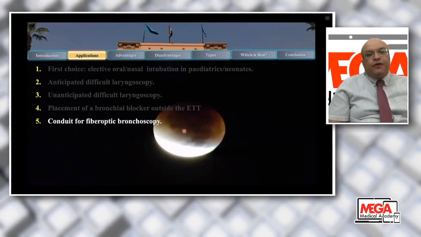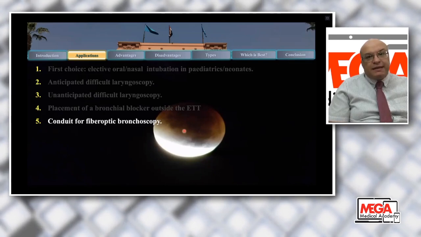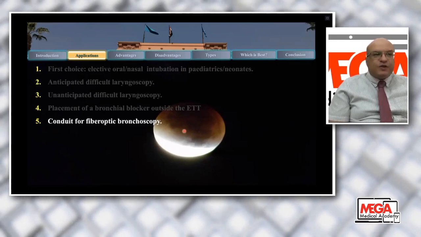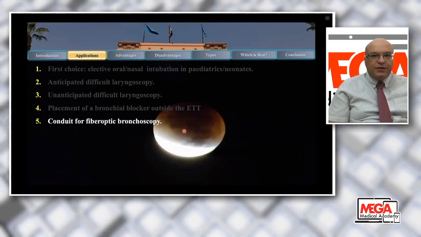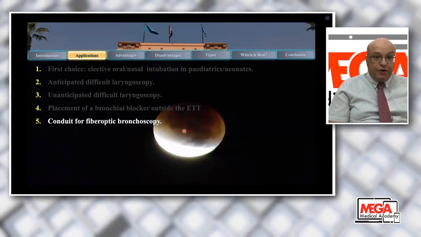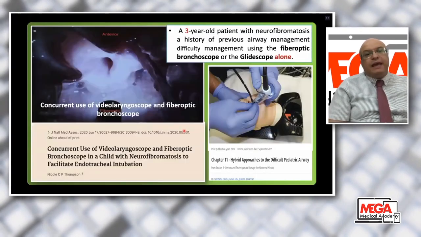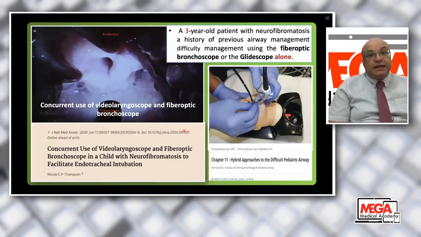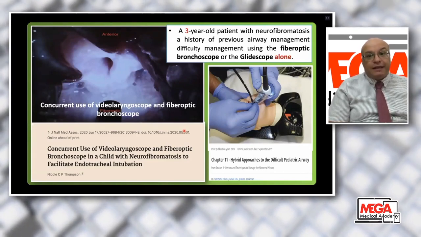Also, you know, for a flexible bronchoscopic intubation in pediatrics, you need either to go through a nasal airway or to introduce a laryngeal mask as an introducer for your fiberscope or as a conduit for a flexible bronchoscope. Using any of the channeled or traditional blades, video laryngoscopes could be helpful in such a case.